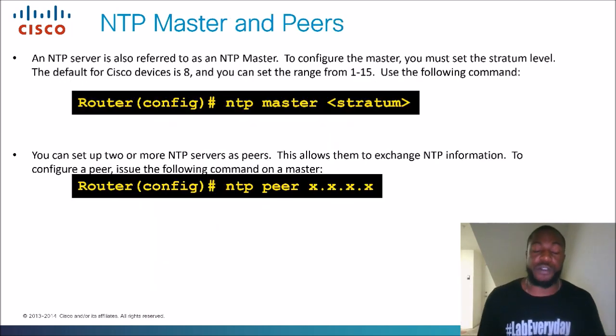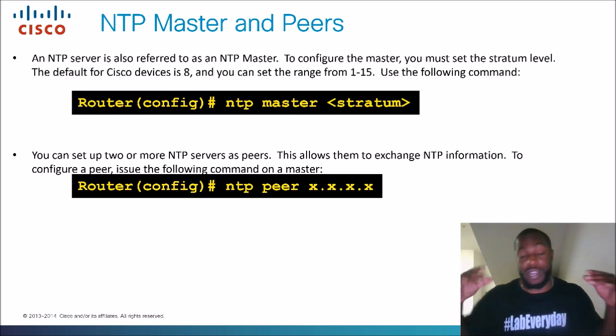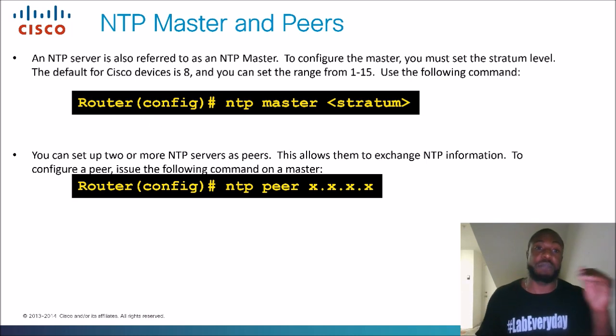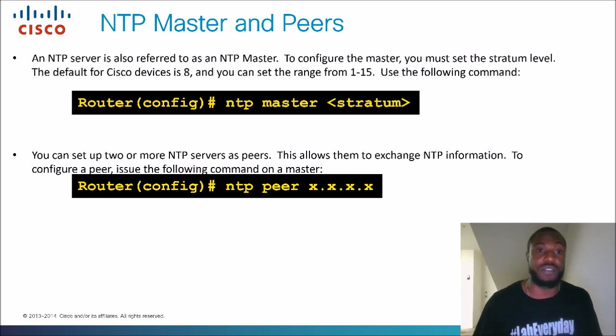We can configure an iOS device to be an NTP server or an NTP peer, right? Or actually NTP master or NTP peers rather. So an NTP server is also referred to as an NTP master, right? To configure the master, you must set the stratum level, right? And we talked about what the stratum levels are. The default for Cisco devices is 8.